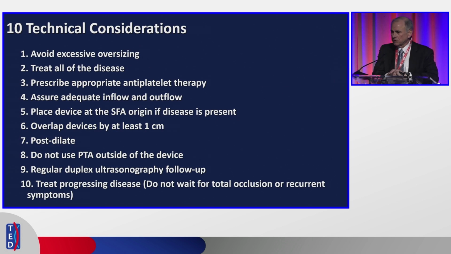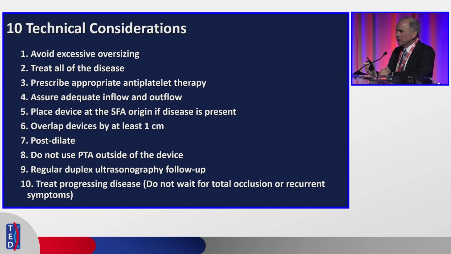Now, if you're going to use these, use them right. Avoid excessive oversizing. Critically important. Treat all of the disease, because the ends are where you have problems. Prescribe appropriate antiplatelet therapy. Assure adequate inflow and outflow. If you put these in and you don't have at least one strong outflow vessel, expect problems. Place the device at the SFA origin if disease is present there. Overlap devices if you need more than one by at least 1 centimeter because these can move a bit.